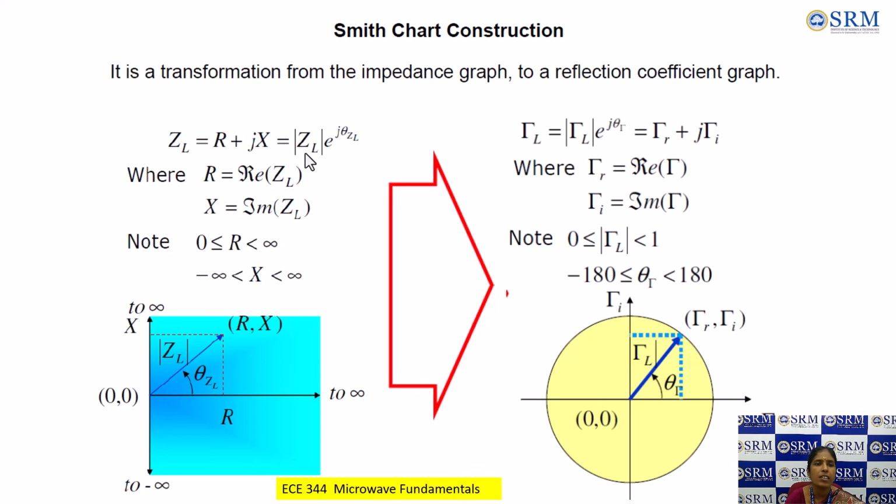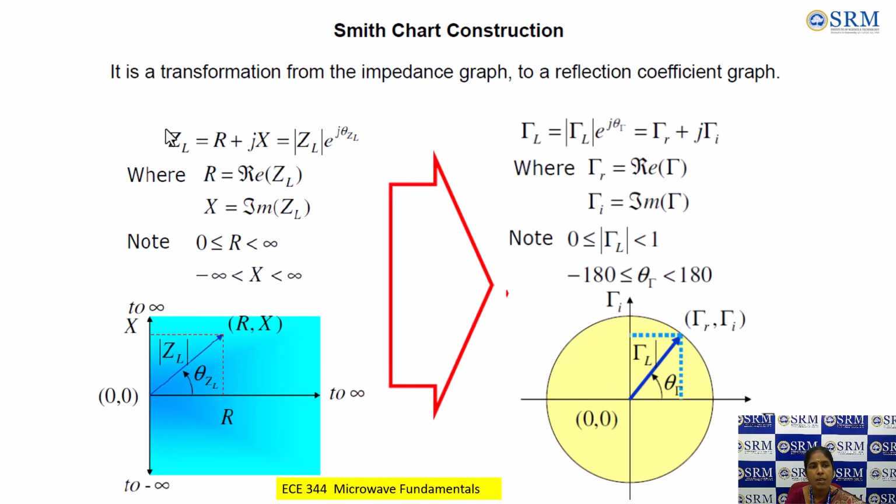I can also write it in terms of magnitude and angle, as magnitude e power j theta ZL. So R is the real part of the load impedance, X is the imaginary part. The R value or the resistance value ranges from 0 to infinity, whereas the reactance value ranges from minus infinity to plus infinity. So at any point we can represent both the magnitude and angle.